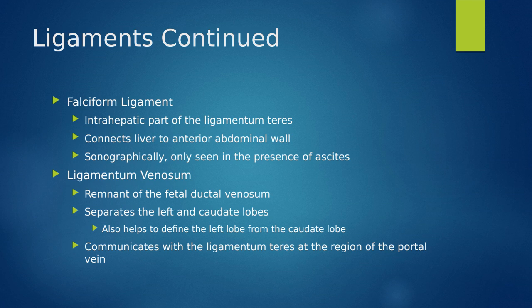But the ligamentum venosum is going to be a little bit less important, a little bit smaller. We don't really see it on ultrasound, and it doesn't really have the opportunity to open up in the presence of disease. So the two most important ligaments are going to be the ligamentum teres and therefore the falciform ligament, because the two of them are pretty much connected. So let's see what those look like.